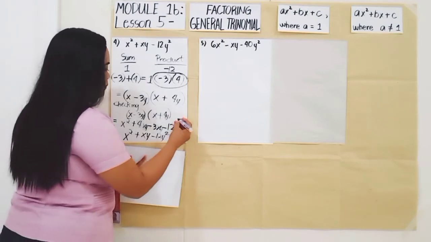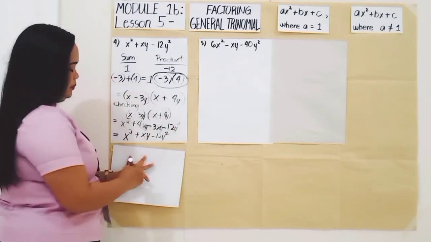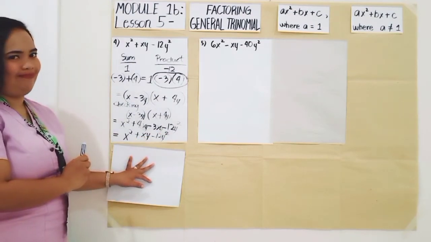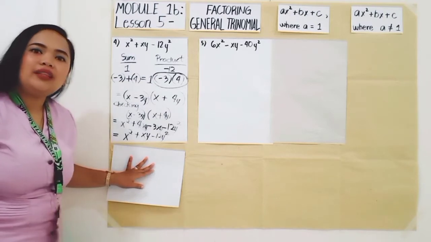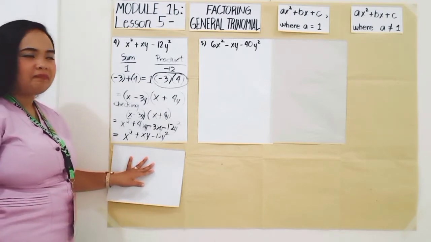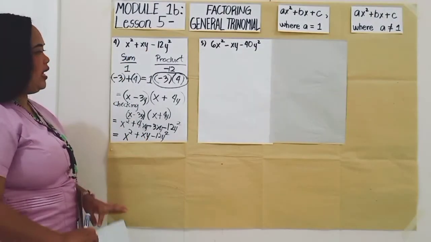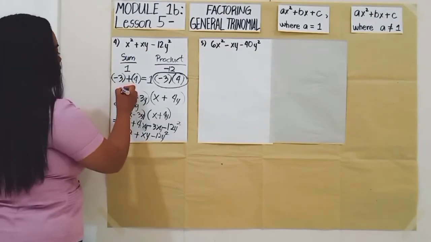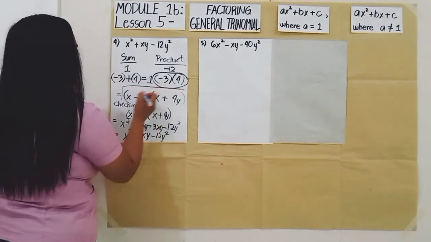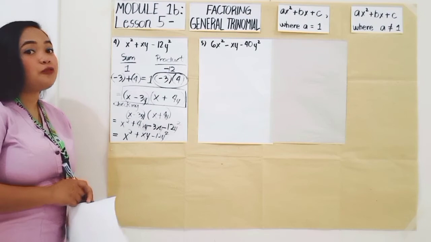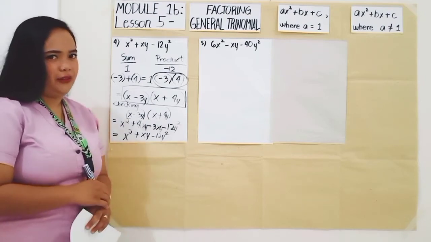I'm so sorry, there should be a square there. So bring down negative 12y squared. Is this the same trinomial in the problem number 4? Yes, this is the same. Then, our factors, x minus 3y and x plus 4y are correct.